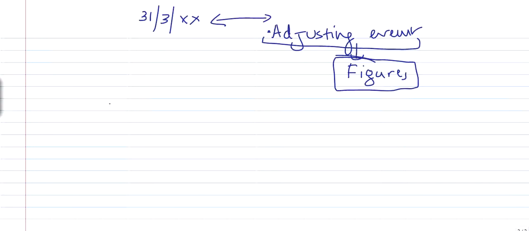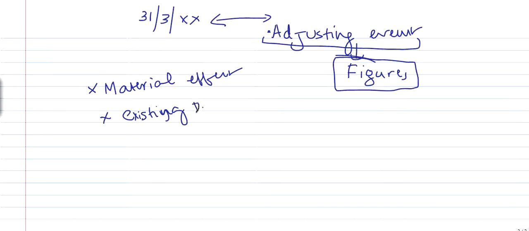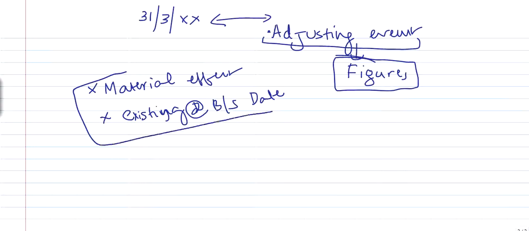Okay, say it does not materially affect, and it is not relating to the condition existing at the balance sheet date also. These are the two conditions required for an adjusting event. Still there is a possibility of an adjusting event. Can you guess what that is?